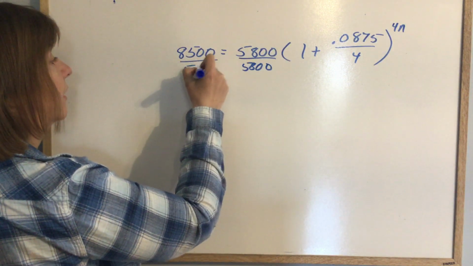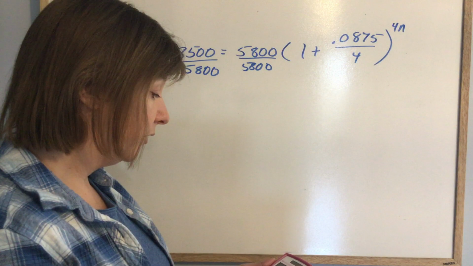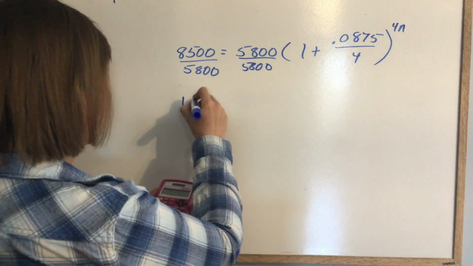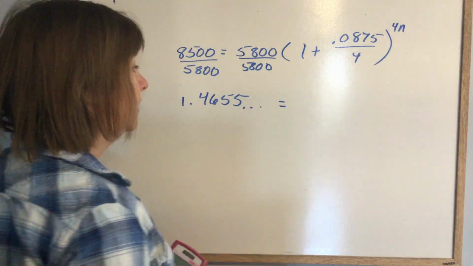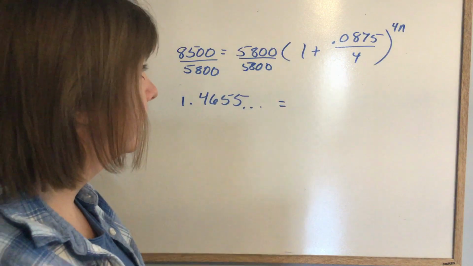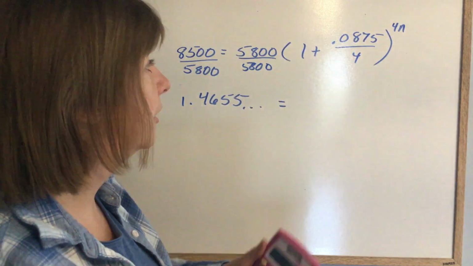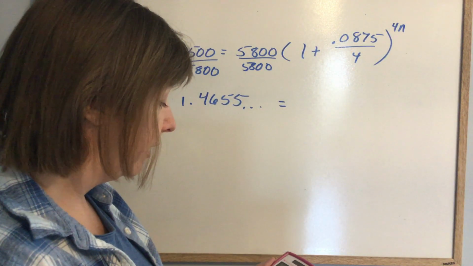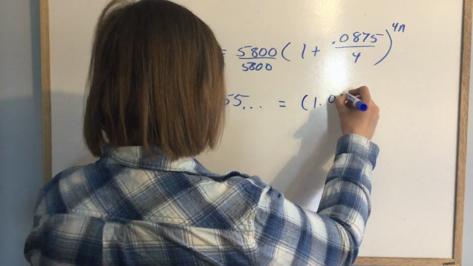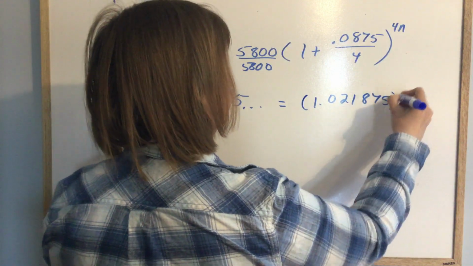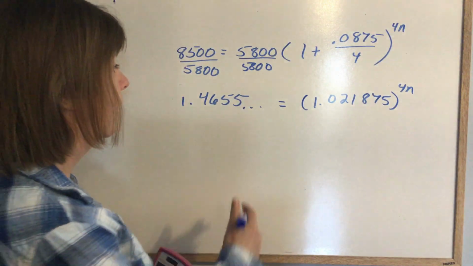So I would divide this side by 5,800. So I would have 8,500 divided by 5,800 as 1.4655, and it keeps on going. That is equal to, I would actually do this inside, 0.0875 divided by 4, add 1 to it. It's actually 1.021875 to the 4n. So same as last time, I would change this to logarithmic form.